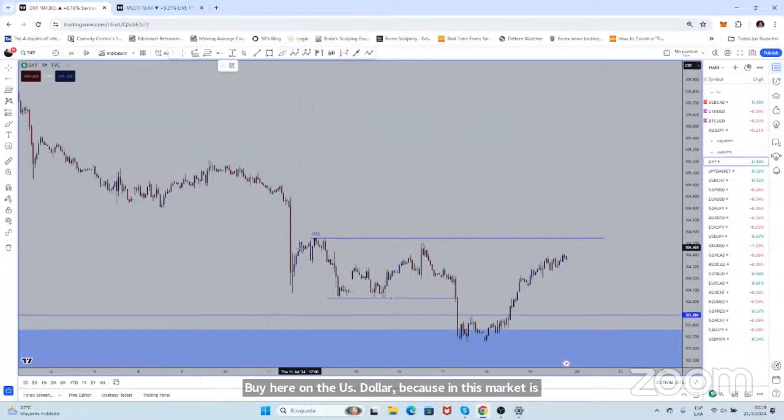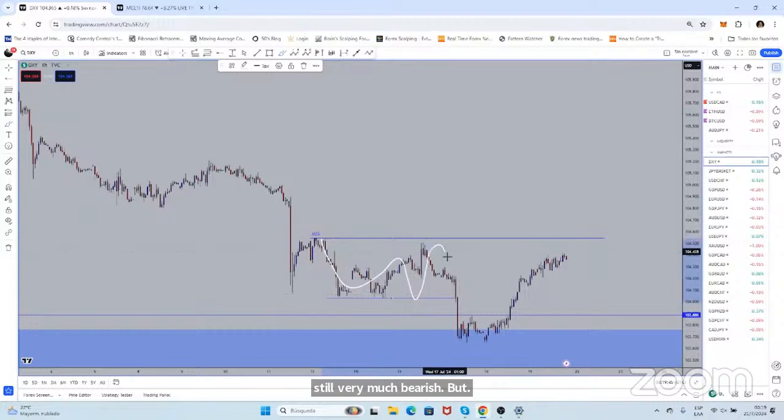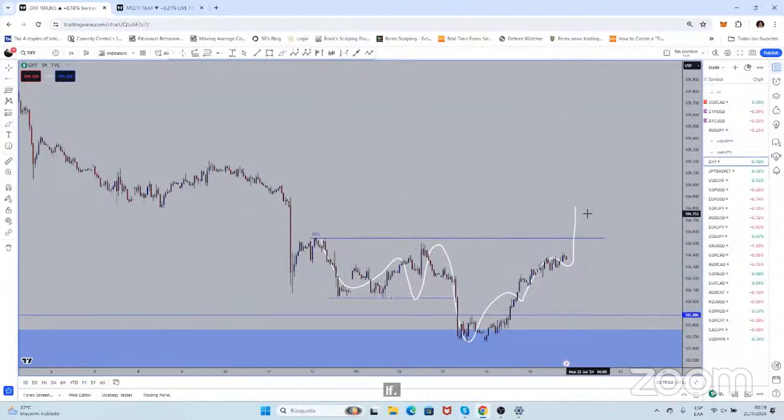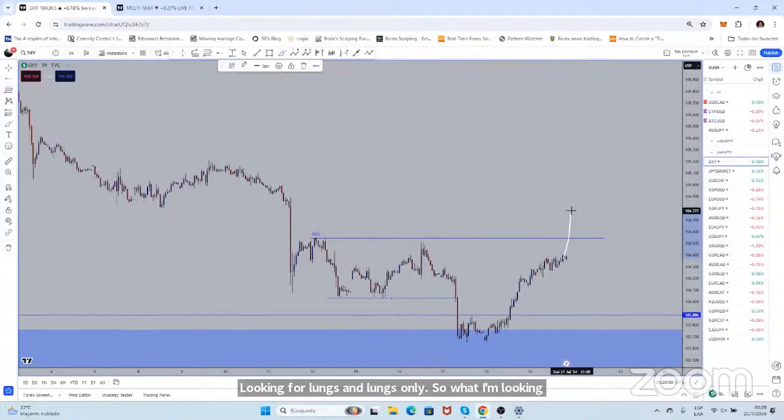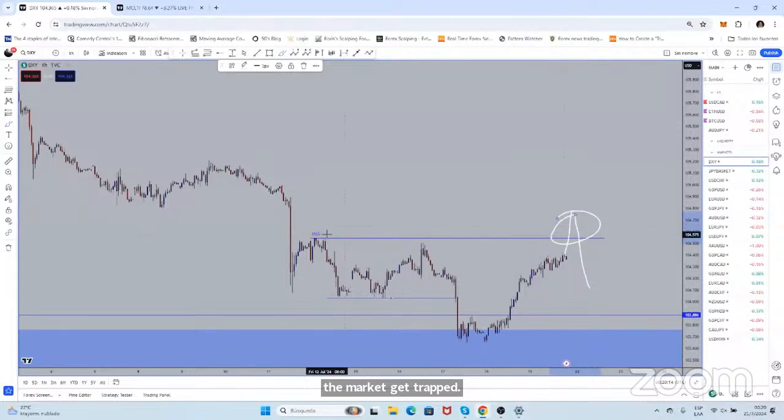But if we look at what has happened here, the USD liquidated these lows, and now if it can liquidate these highs, it will create a market structure shift on which I will be looking for longs and longs only. So what I'm looking for is an open above these highs, and I will look for longs on a pullback right after these eager to get long weak players in the market get trapped, and short players trying to short these highs also get trapped. So that's the plan on the USD.